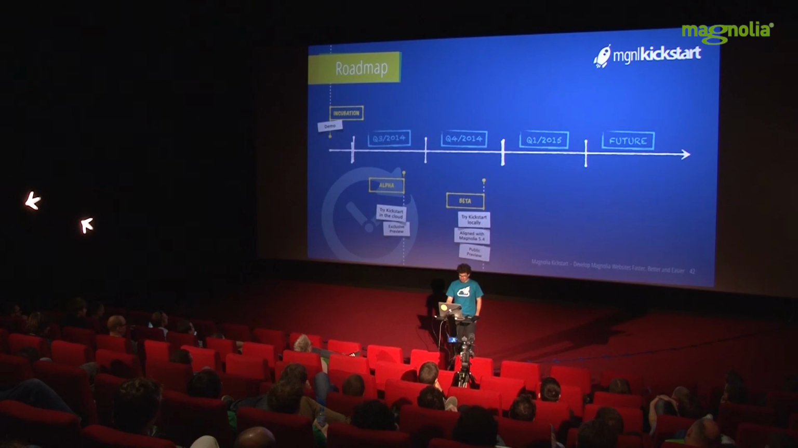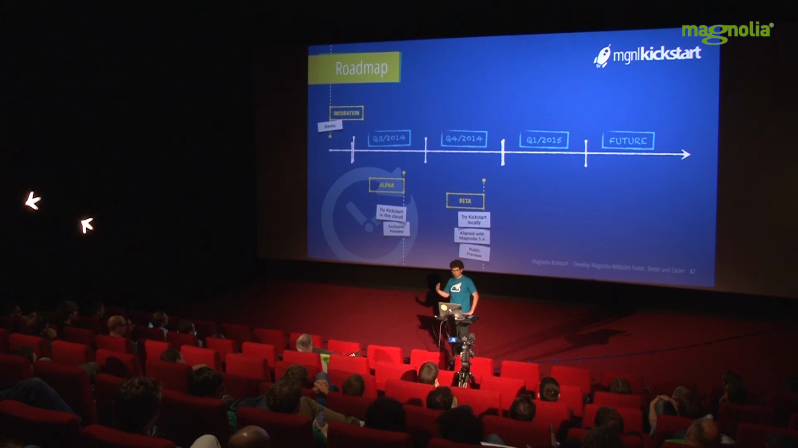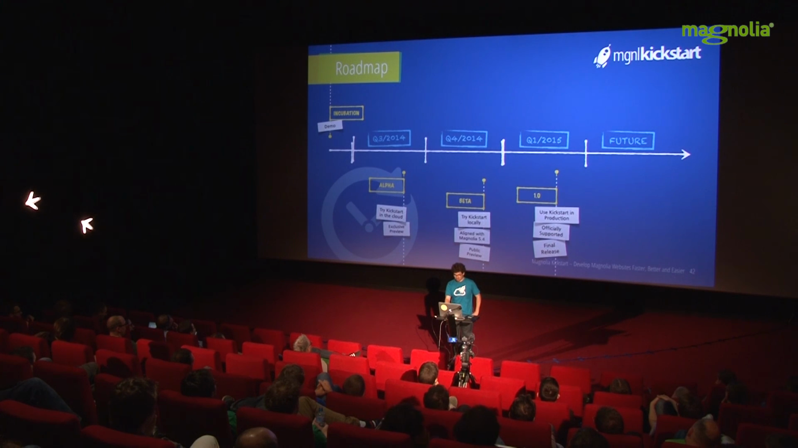Later this year, we want to release a beta version, which we want to provide to customers who want to use it locally, so that you can test with it locally, and probably we will align it with the changes going on in Magnolia 5.4 already. So I'm looking forward to integrating this. And then early next year, we hope to release the first version that is really supported and that you can really use in production.